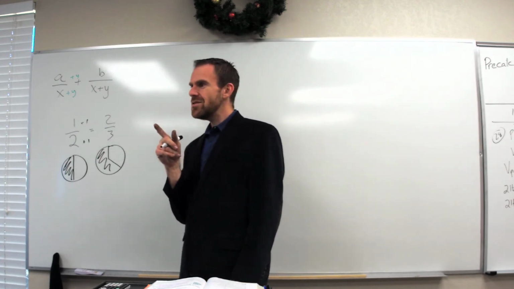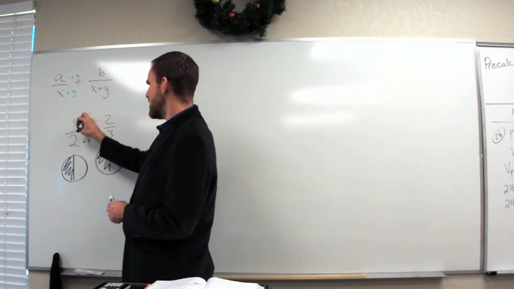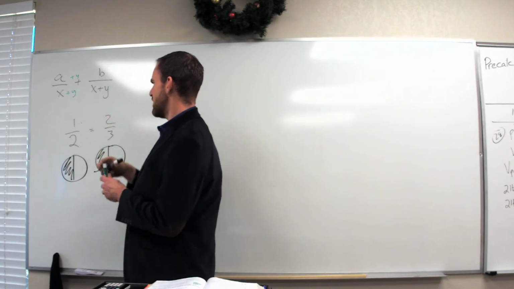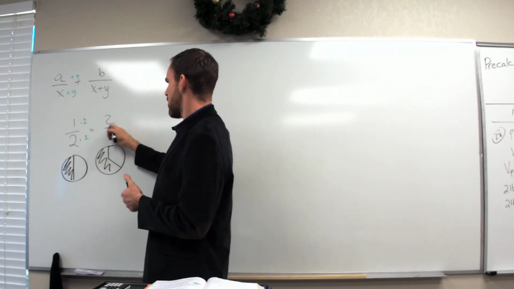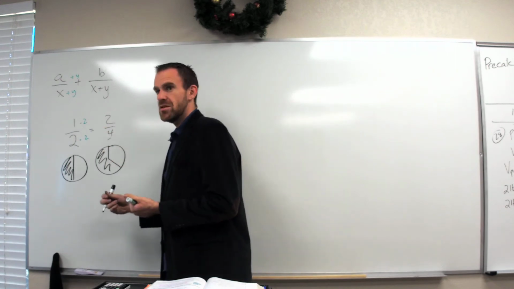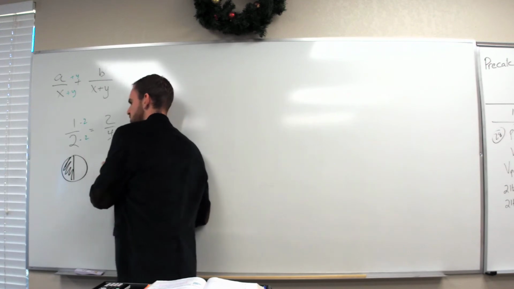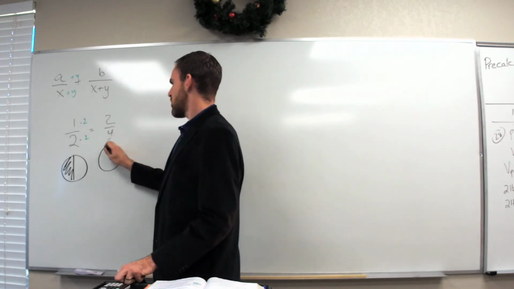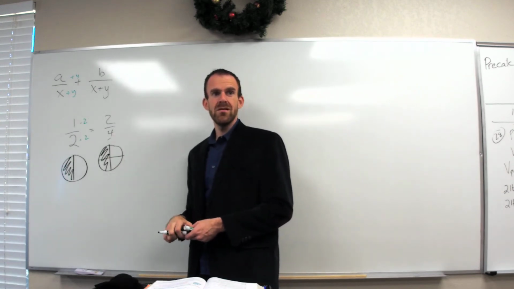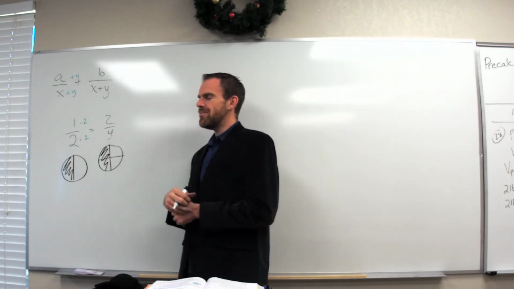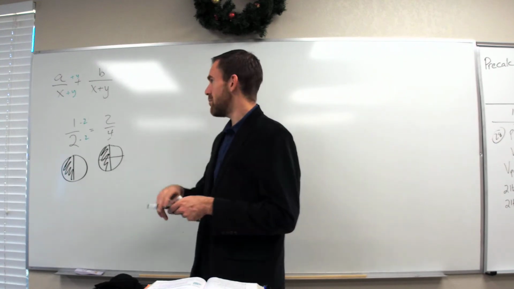What are you allowed to do? You are allowed to multiply. Because if I multiply by 2 on the top and bottom, I get 2/4. What does 2/4 look like? Looks the same. So you are allowed to multiply the top and bottom. You are not allowed to add to the top and bottom.